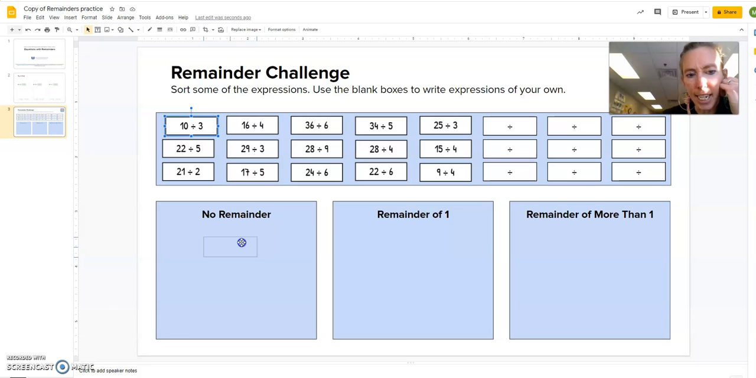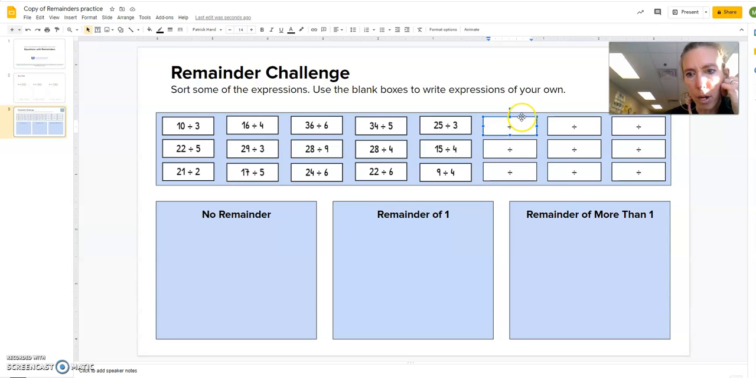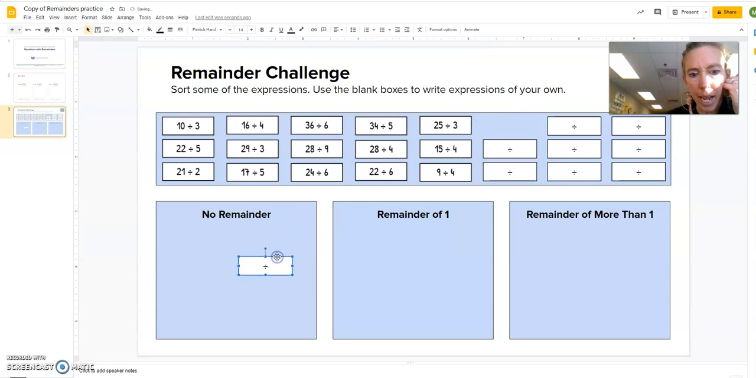And then decide, did it have a remainder? If it did, was it 1? Or was the remainder more than 1? Like, where is it going to go? Or did it have no remainder? And then if you want more of a challenge, you can come up with your own problems and say, well, my problem had, and type it in there. You're going to type in what you came up with, and then you're going to move it. Did your problem have a remainder, or did it have no remainder? And what remainder was it?